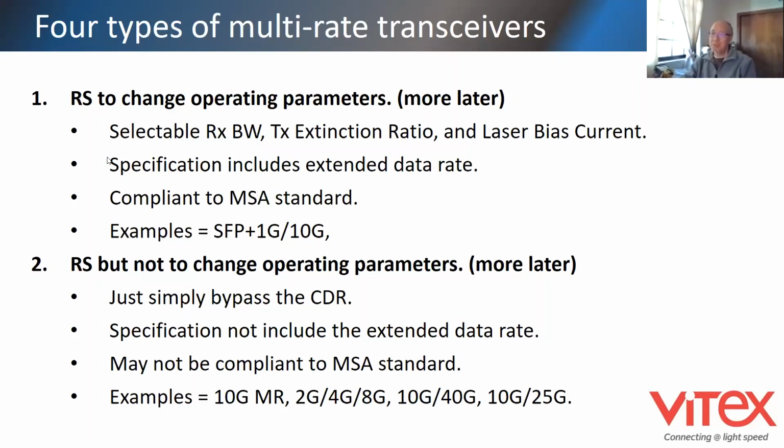I will explain this a little bit more later. The data sheet, meaning the specification, should include the extended data rate parameters, and it should be compliant to the MSA standard specified. For example, this SFP+ 1G to 10G dual rate transceiver is an example of this group. The second one is rate select, but not changing the operating parameters. It simply bypasses the CDR. Therefore, the specification in the data sheet might not include the extended data rates, because they might not be able to meet exactly the data rates of the other data parameters, and it may not be compliant to the MSA standard. Examples are 10G multi-rate, 2G, 4G, 8G Fibre Channel, 10G, 40G, and 10G, 25G.